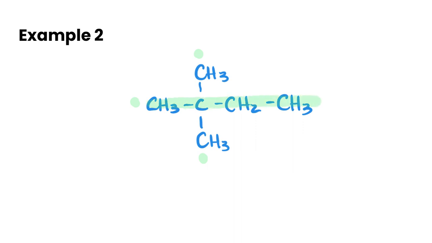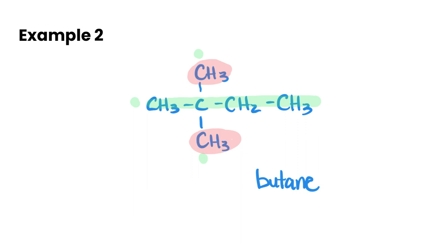We could have gone from the bottom or the top though. Either way works. Okay, so we have a 4-carbon chain. So we need the prefix but, and we add the ending ane to indicate it's a butane. And then we're going to look at what else is attached to that. We have a CH3 here, a CH3 here.